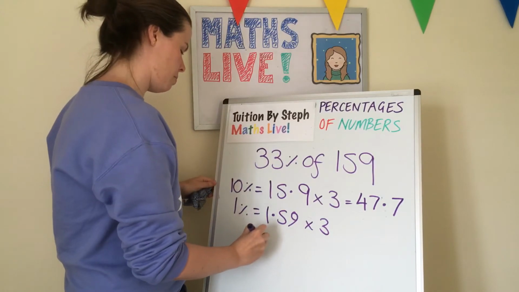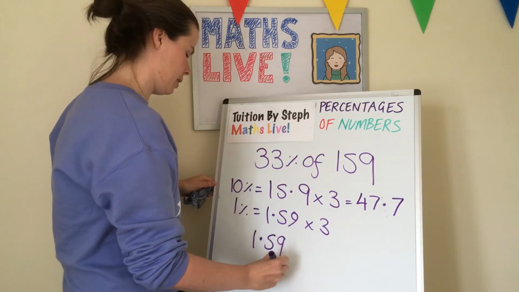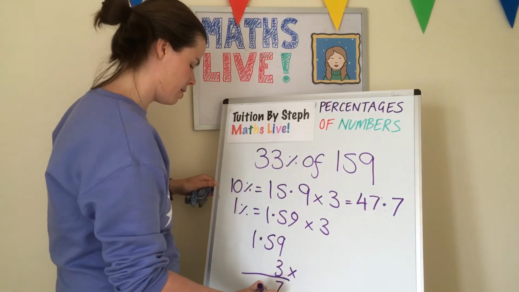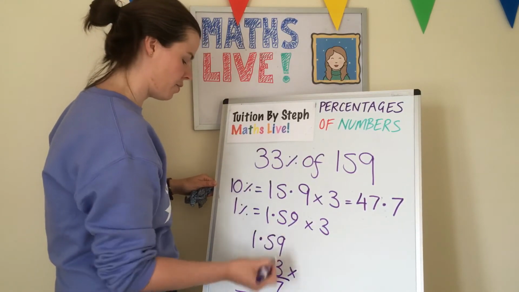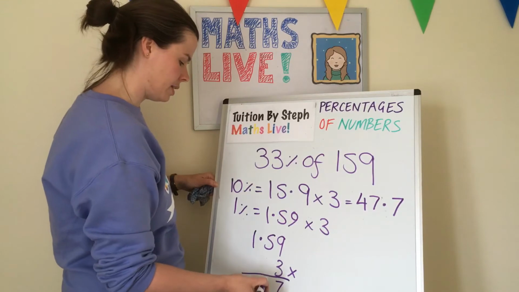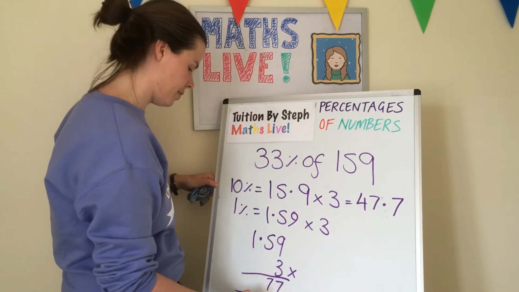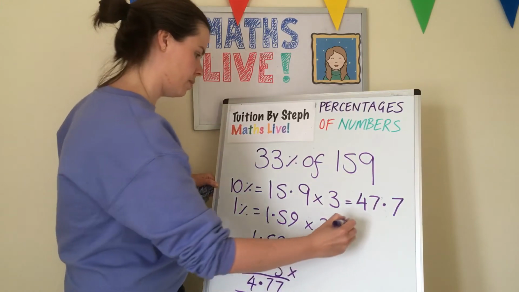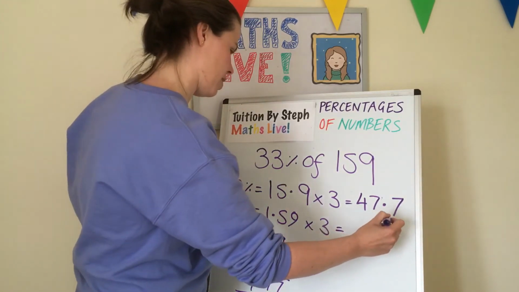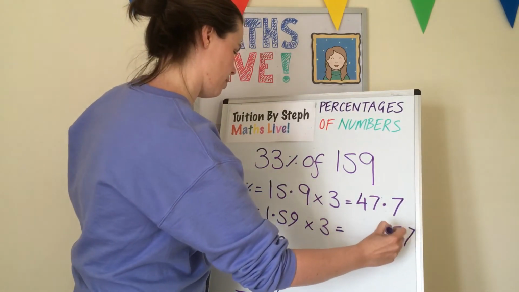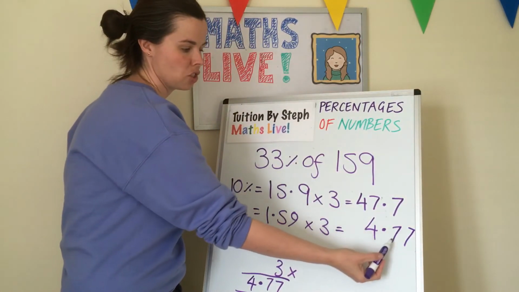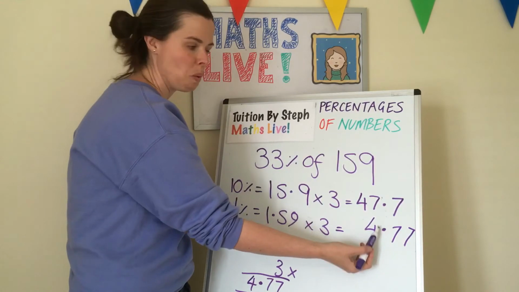Now 1%, so 1.59 times by 3. So 9 3s are 27 again. 5 3s are 15, 16, 17. 1 3 is 3, 4 equals, I'm going to do the place value correctly, so 4.77. Do you notice that you've actually just put the decimal place one way?